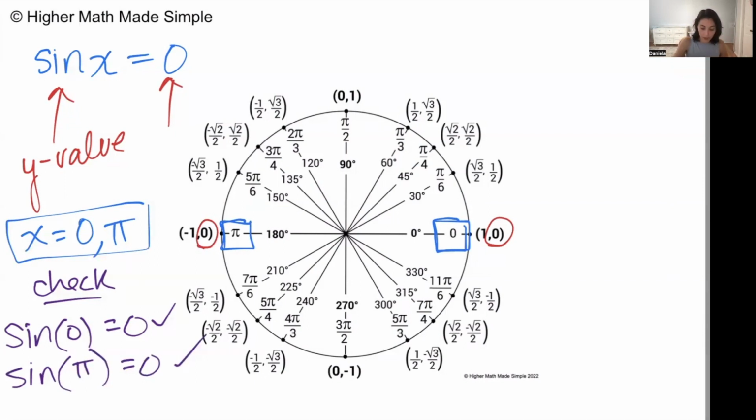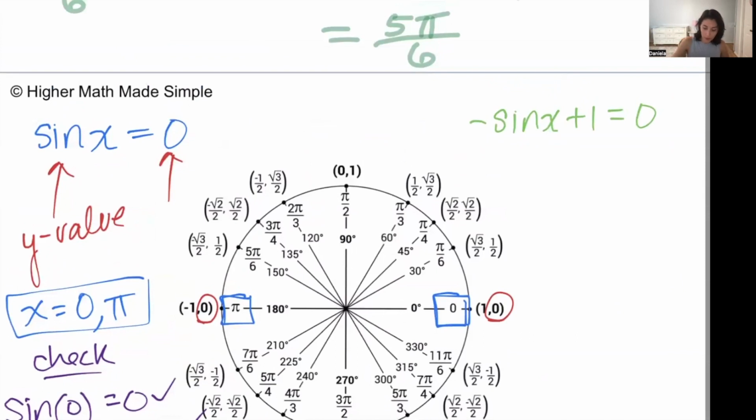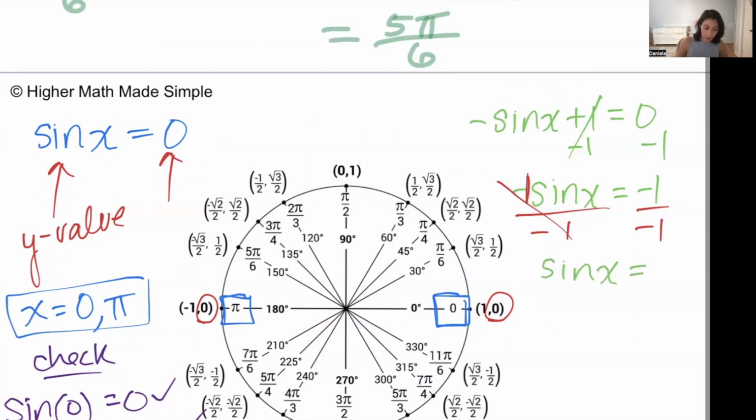But then don't forget, we have the other side of the equation. Remember, that was negative sine of x plus 1 is equal to 0. So now we're going to solve for x there. Okay, so how do you do that? We're going to subtract 1 on both sides, and we get negative sine of x is equal to negative 1. Now, remember, this is like saying negative 1 times sine of x, so we're going to have to divide both sides by negative 1. So we have here sine of x is equal to negative 1 divided by negative 1. That's equal to positive 1. Okay, so what is that saying?